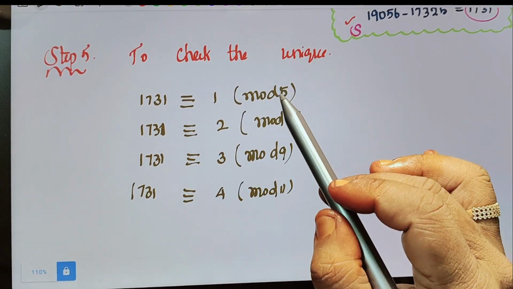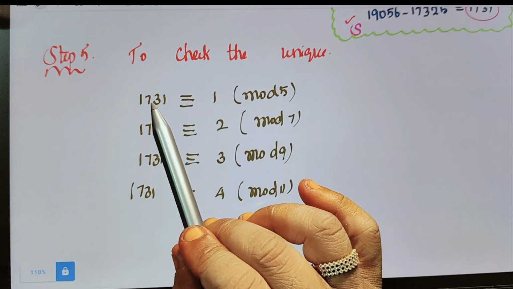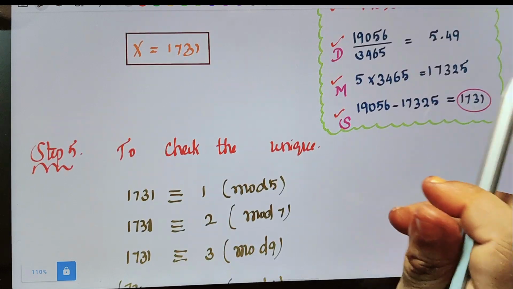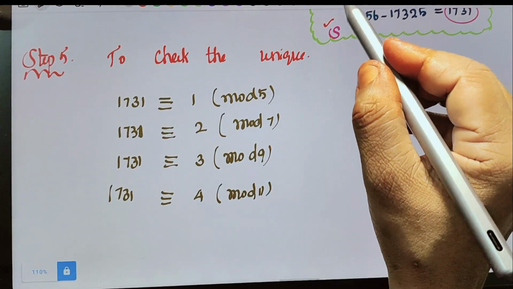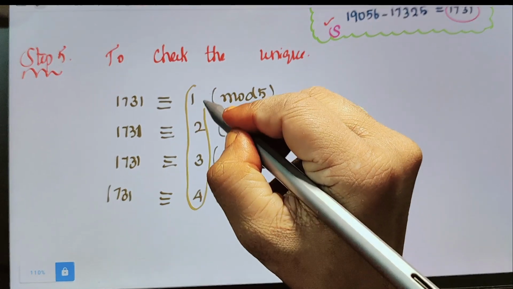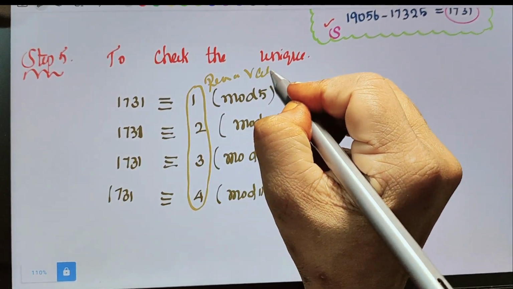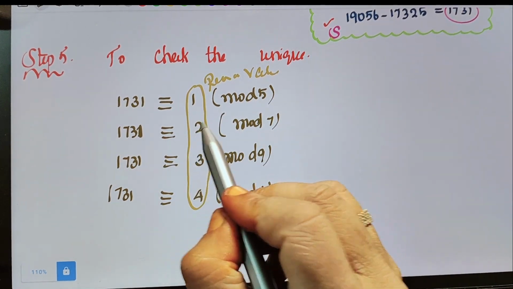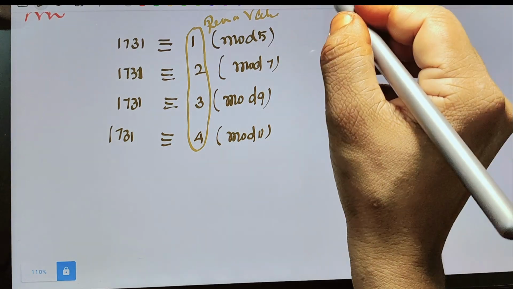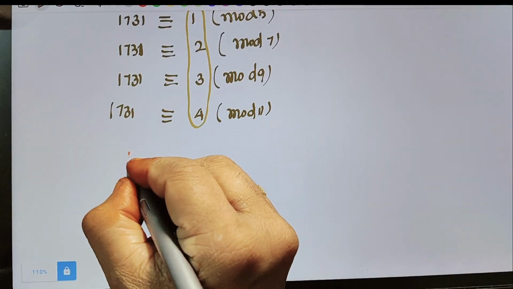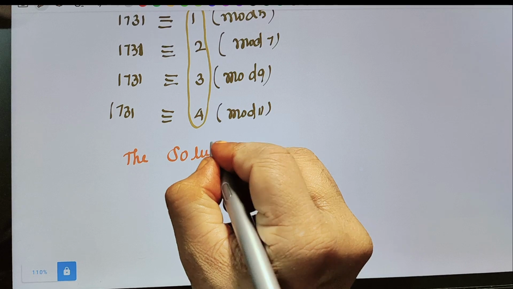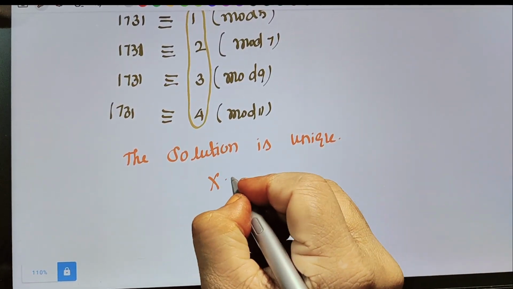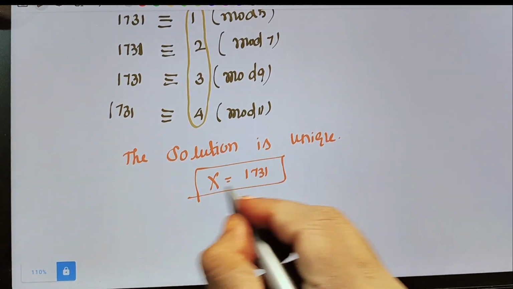See here, ordinary mod. Okay, to find the mod value of 1731, that is 1731 divided by 5. Likewise, three steps, we received the answer. These are all remainder values. Okay. 1731 mod 7, the remainder value will be 2. Likewise. Okay. Hence, the final line: this solution is unique. The answer will be 1731. That's all about this problem.